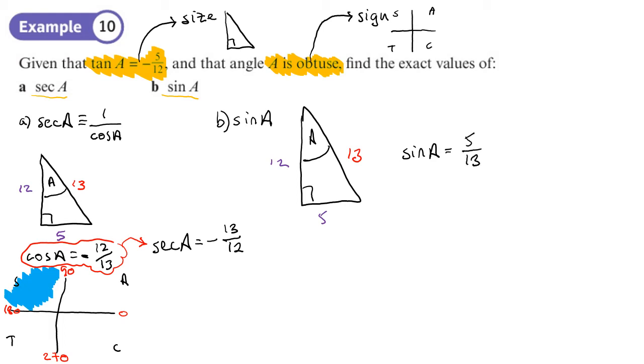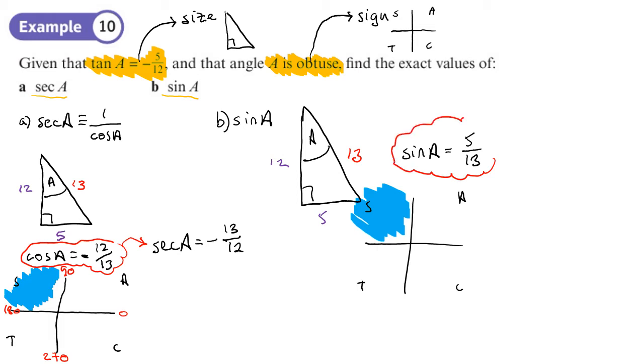Now, is it positive or negative? Let's draw another cast diagram. You don't need to. The angle's obtuse, so that means that the angle is here. Sine is positive. I leave my answer as a positive answer. So there we go. Don't need to do reciprocal or anything like that.